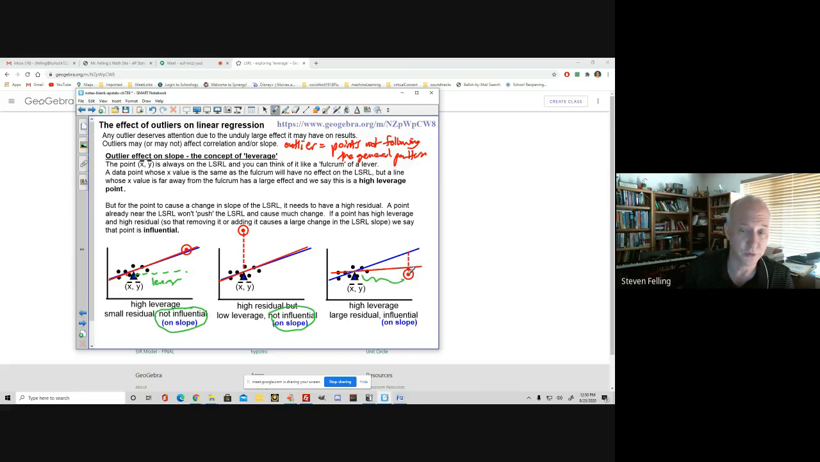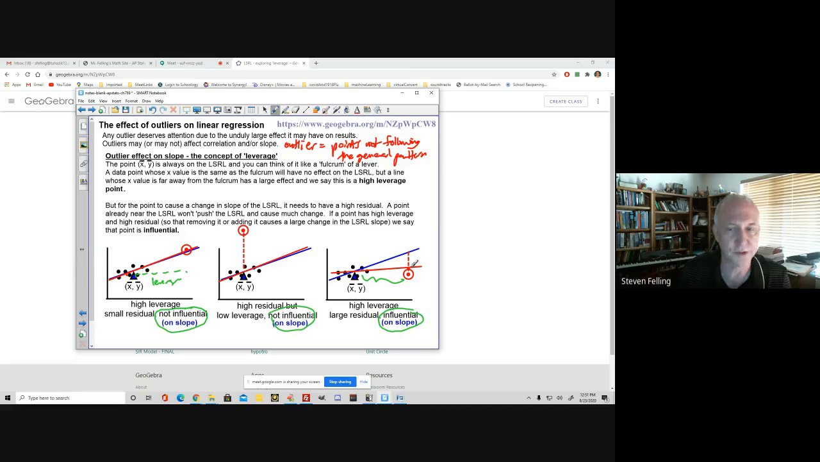And it also has a residual compared to where the point would be if it wasn't included. It has a high residual there. Then it will tend to have a large influence. So it's very, what we say, very influential on the slope because of its leverage and its initial residual.